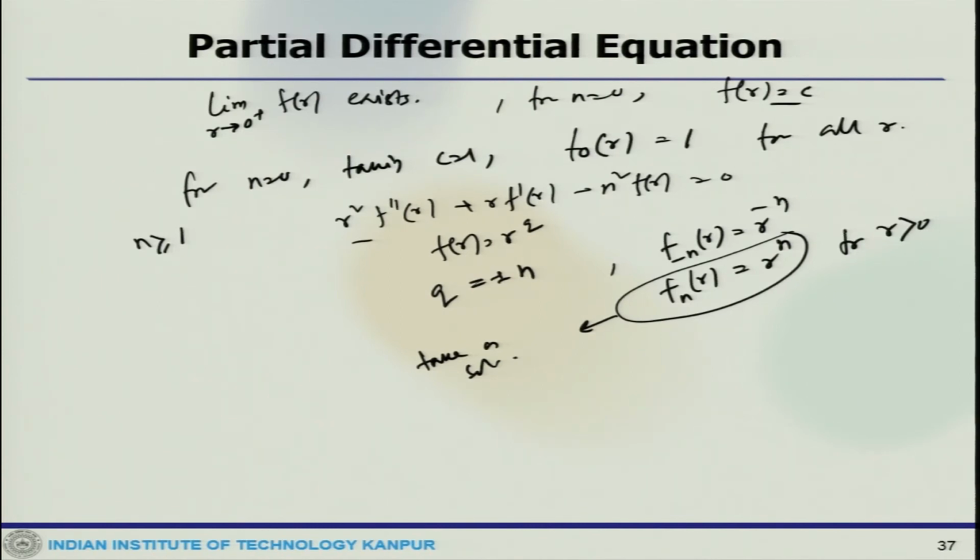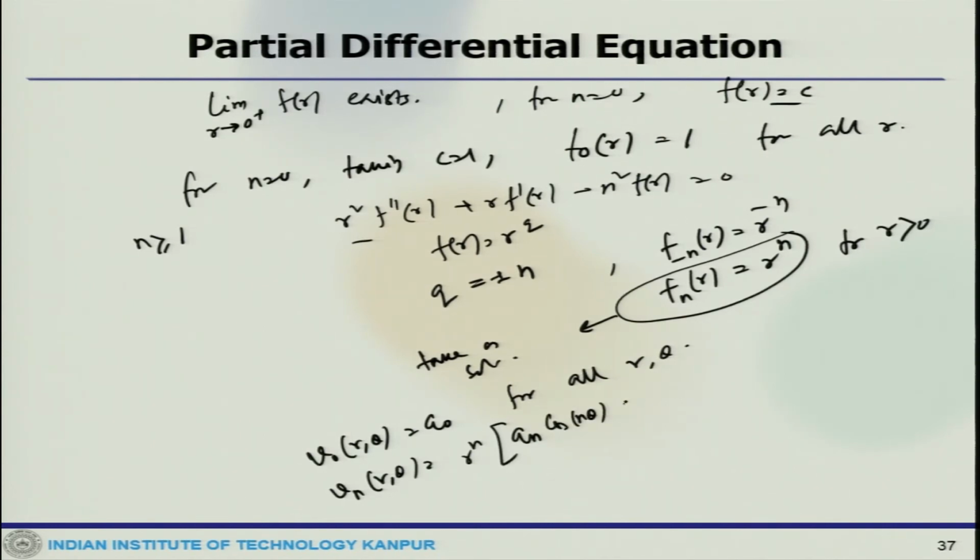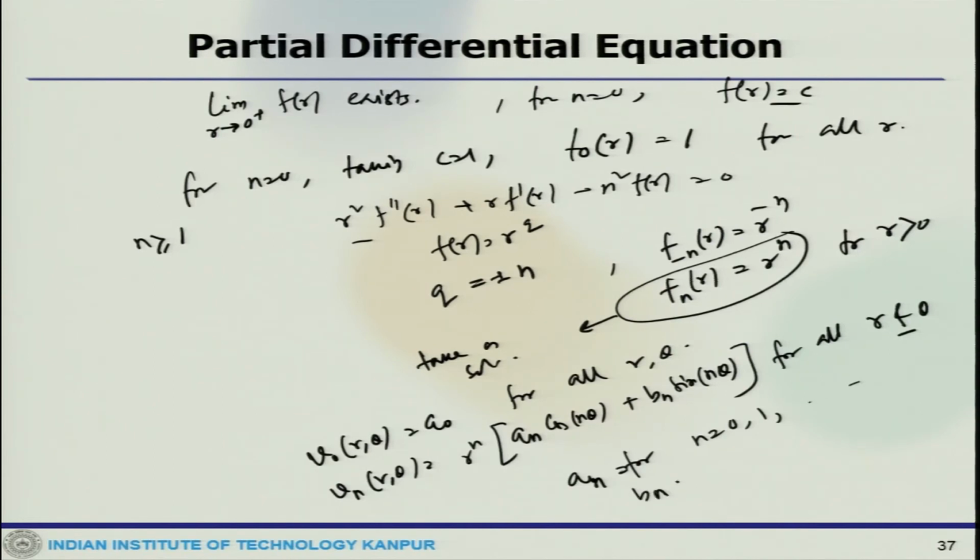So, finally, what we get is that V naught of r, theta is a naught for all r and theta, V n of r, theta is r to the power n, a n cos n theta plus b n sin n theta, for all r and theta, and a n is for n equals 0, 1, 2, and b n for n equals 1, 2, 3 are the constants. So, this is what you get.